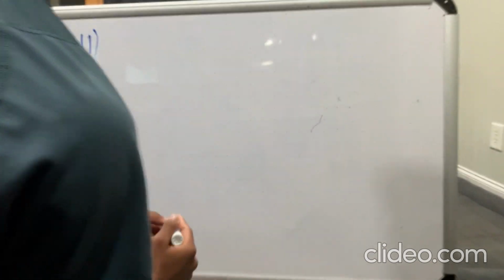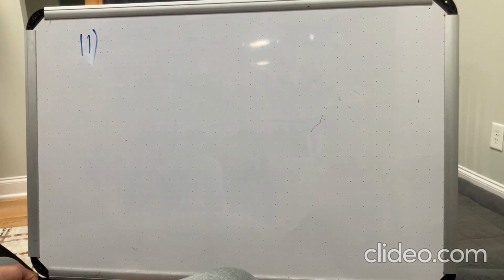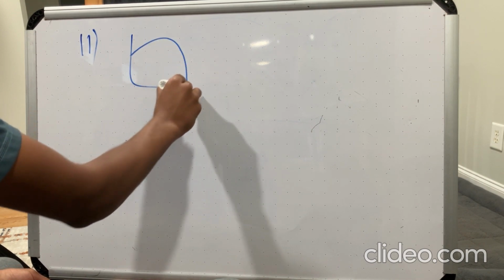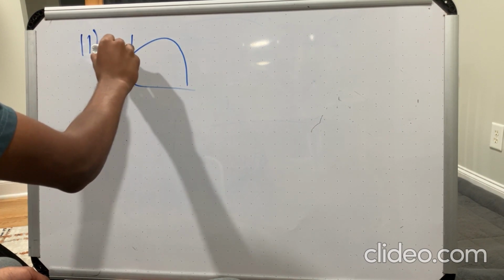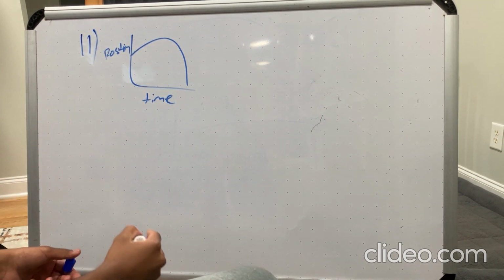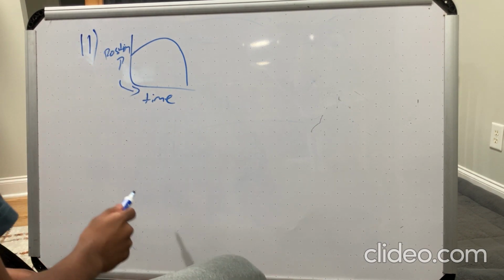This is question 11 on the multiple choice for the 2D corrections. An object has been launched and is falling down. This is position and this is time. And it's asking us to find the relation of position with regards to time.